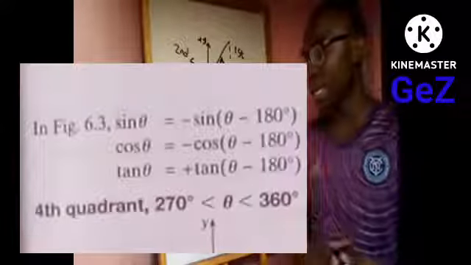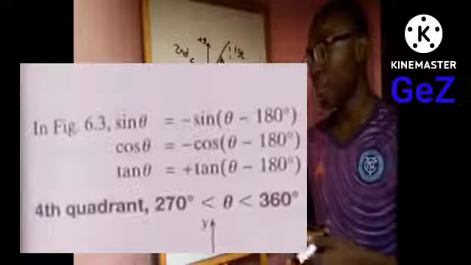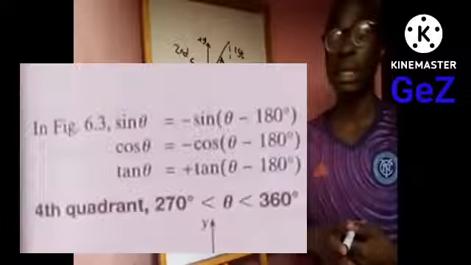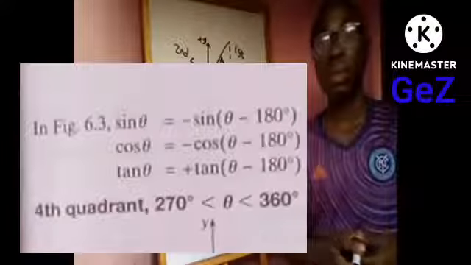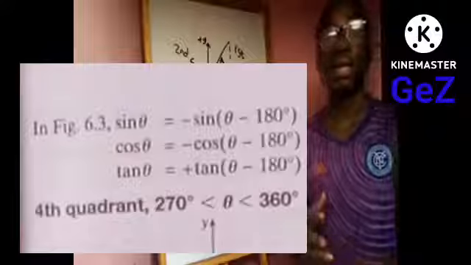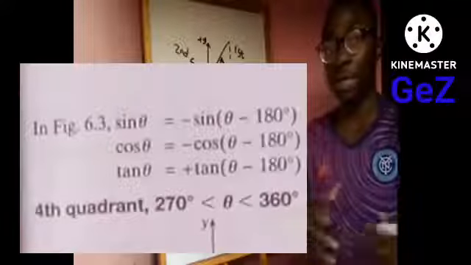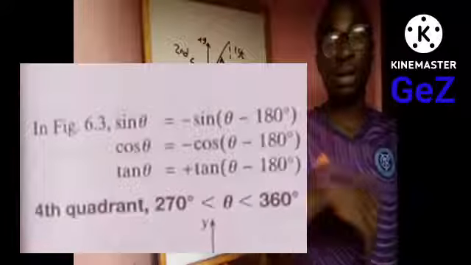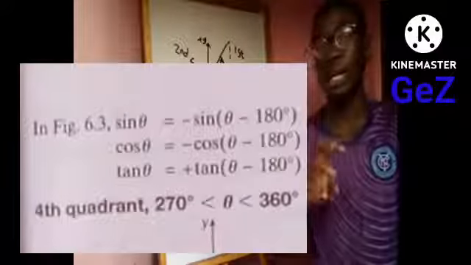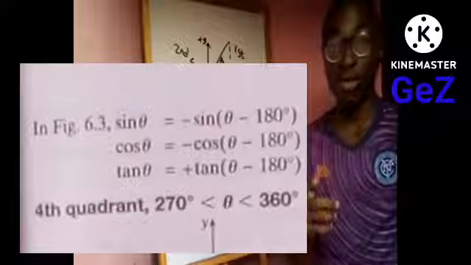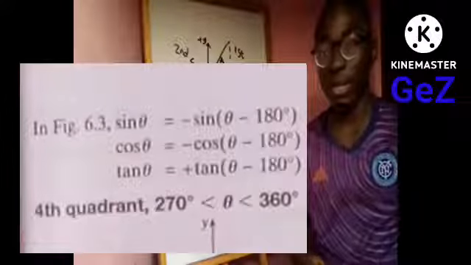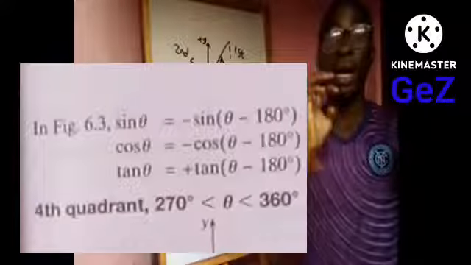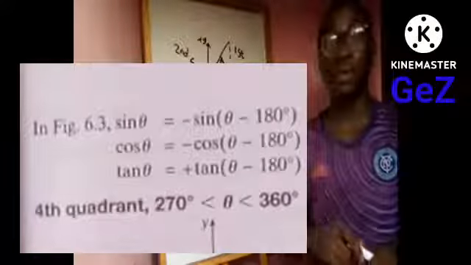So your sin theta is minus sin open bracket theta minus 180. Your cos theta is minus cos open bracket theta minus 180. Your tan theta is plus tan open bracket theta minus 180. You can also see this as 180 minus theta or theta minus 180, depends. If you are given the actual angle, you have to look for the value, so you'll be making use of theta minus 180 because your angle will be greater than 180. But if you are not given the angle, but you are looking for the angle in the third quadrant, you make use of tan theta minus 180. So that is the value.